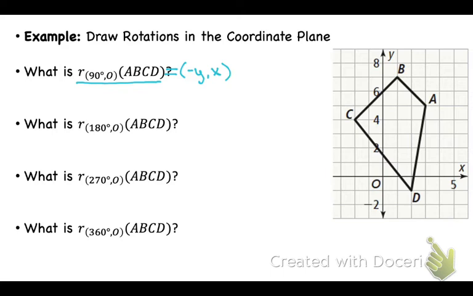Okay, what's the rule for 180? Negative X, negative Y. What is the rule for 270? Y, negative X. And what is the rule for 360? X and Y. I personally do 360 first. It's the easiest one, and can I use it to do all the rest? Yes. Okay, so what should I do first?